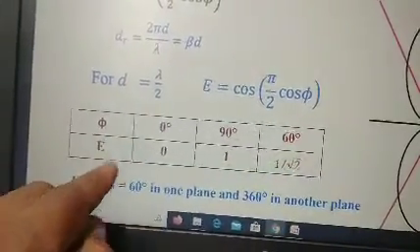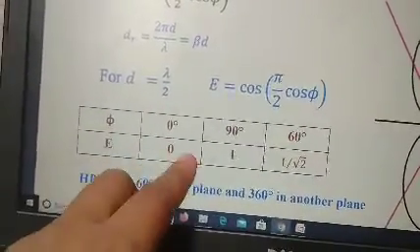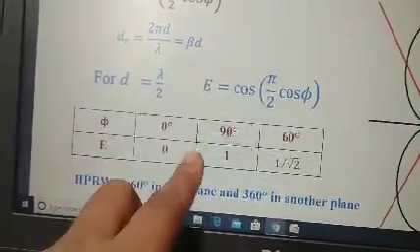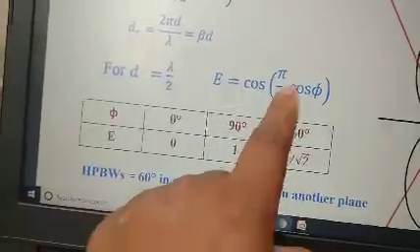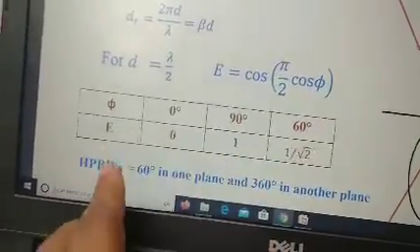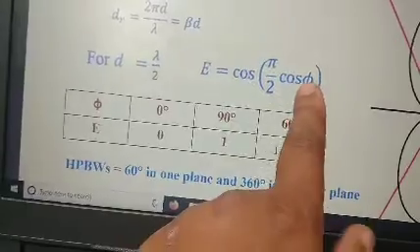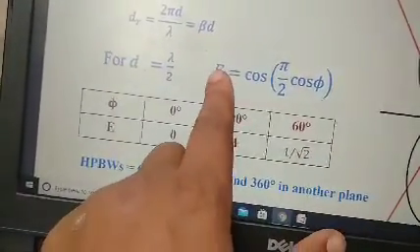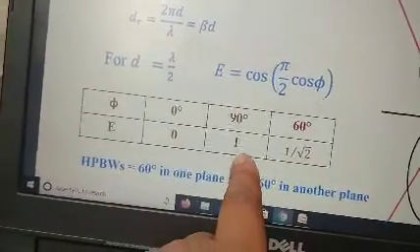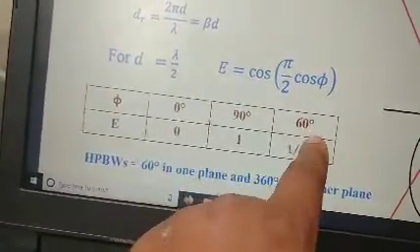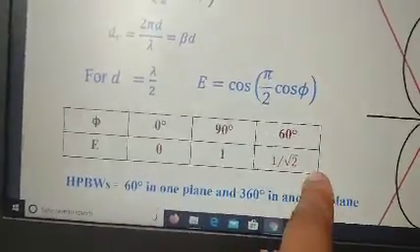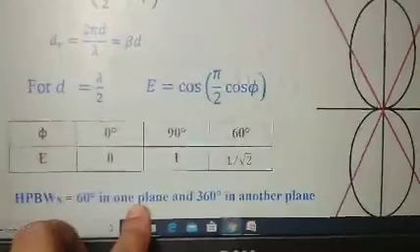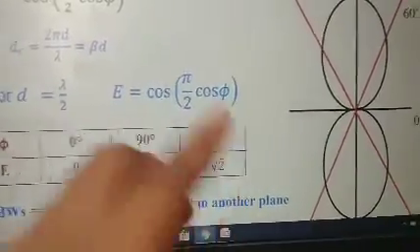For phi equal to 0 degrees, E is 1, and for 90 degrees, E is 0, because cos 0 is equal to 1. For 60 degrees, the resultant electric field E is equal to 1 upon root 2. Then your half power beam width is 60 degrees in one plane and 360 degrees in the other plane.